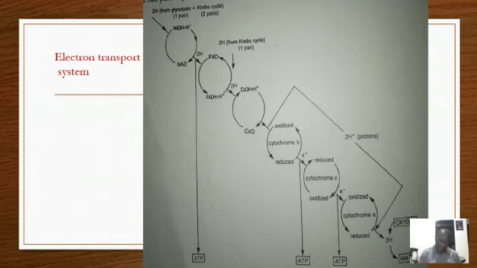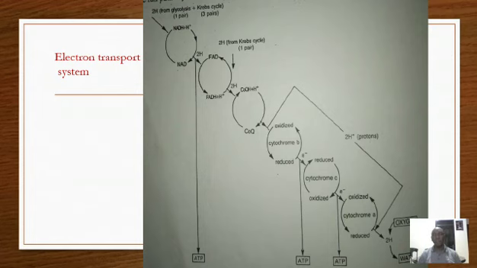Therefore, we form reduced cytochrome B. Later, cytochrome B becomes oxidized. In other words, it loses its electrons. When it loses the electrons to cytochrome C, oxidation, a second ATP molecule is formed. Meaning the ATP molecule is formed as a result of oxidation of cytochrome B, passing the electrons to cytochrome C.